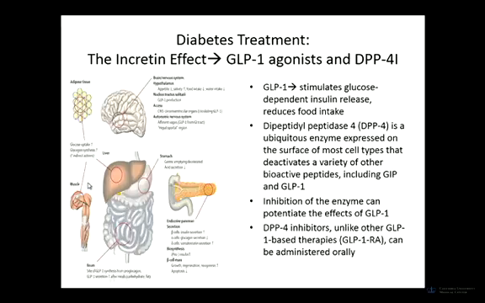So the main take-home point about the incretins is that they do not cause hypoglycemia because they only are stimulated when you have glucose, and that they, at least the GLP-1 agonist, because of the effects in the hypothalamus, can lead to weight loss, whereas the DPP-4 inhibitors are weight neutral.